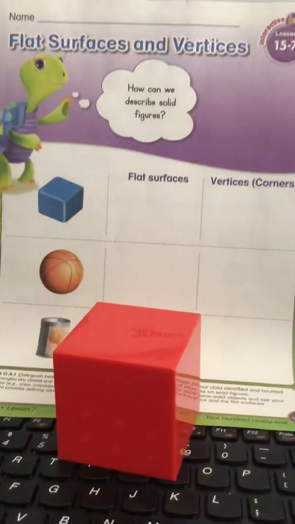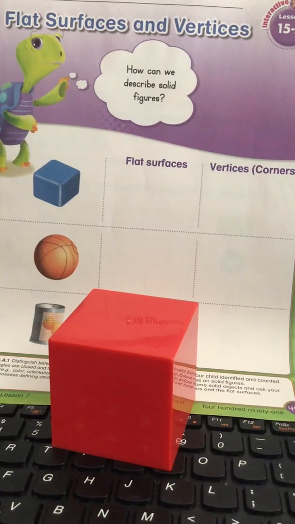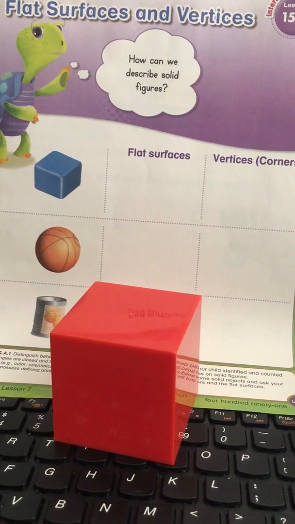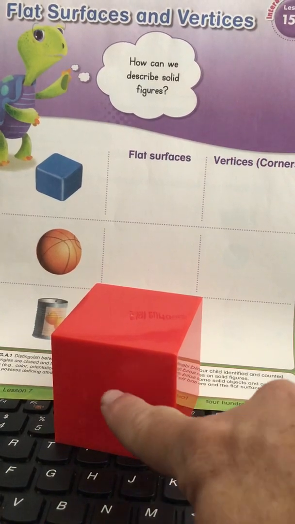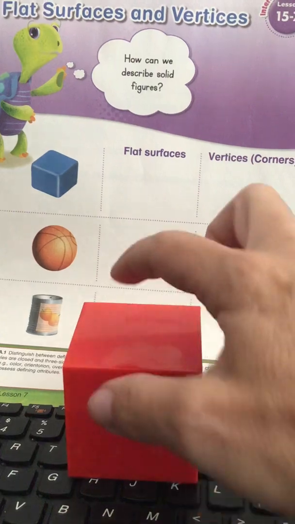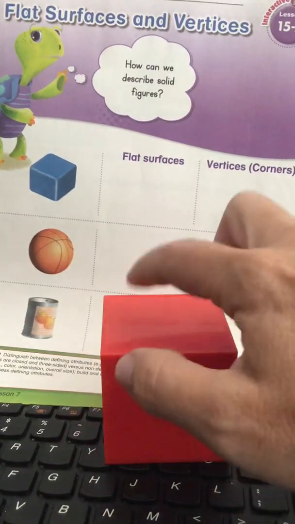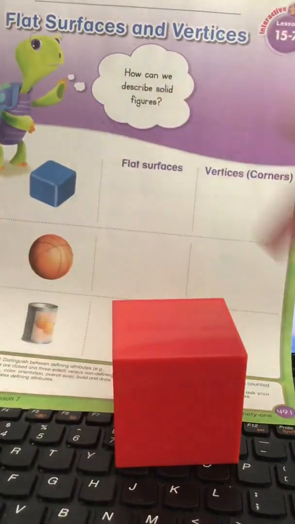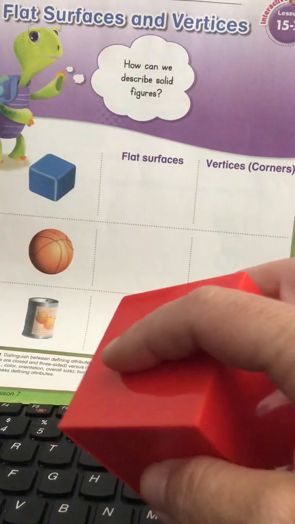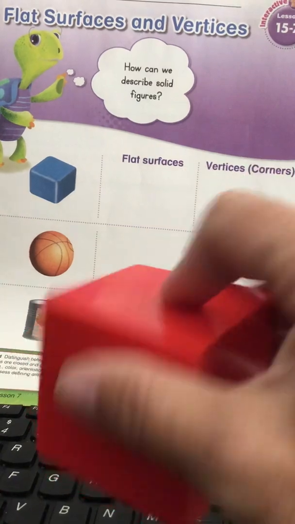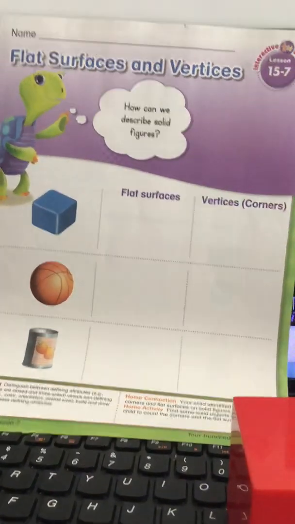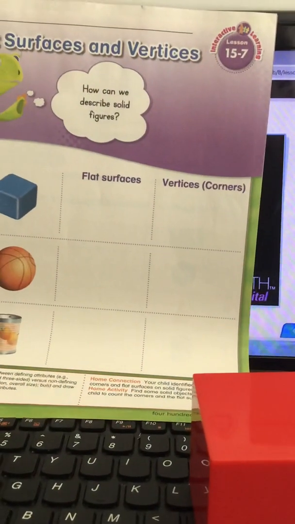All right, and it helps us a little bit if we actually look at a cube instead of just the one on our paper. So first we need to count the flat surfaces. 1, 2, 3, 4, 5, 6. So we have 6 flat surfaces. In the first box, you are going to write a 6 for the cube.